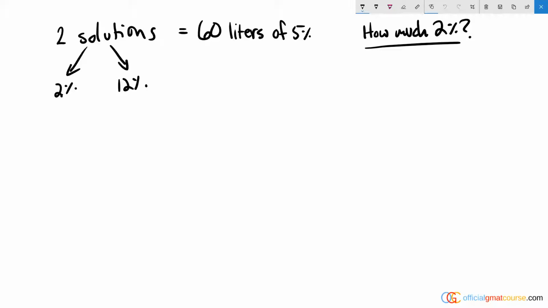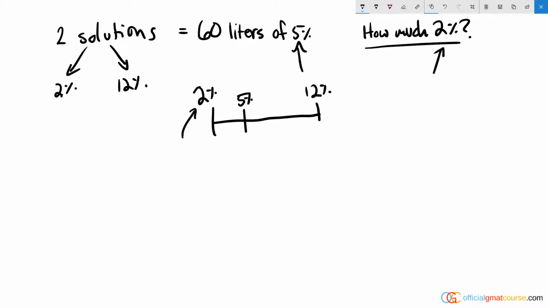And so in this situation, we have two solutions of 2% and 12%. But the total that we get is 5%. And we're asking how much of the 2% do we need? So if the total is 5% and we look at it on a number line like this, there must be way more 2% than 12% because the average is way closer to the 2% side. So whichever side the average is closer to, that tells you which side is more heavily weighted in the ratio.